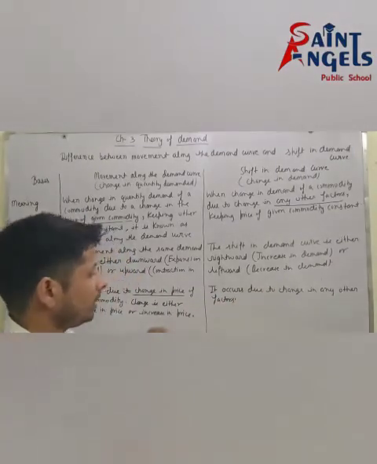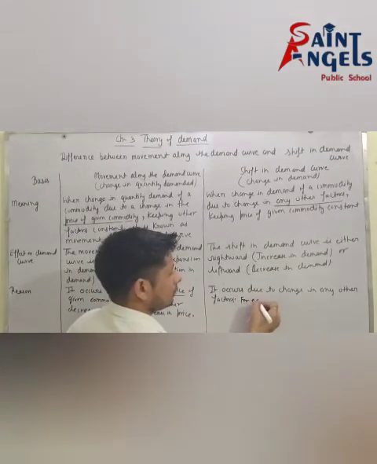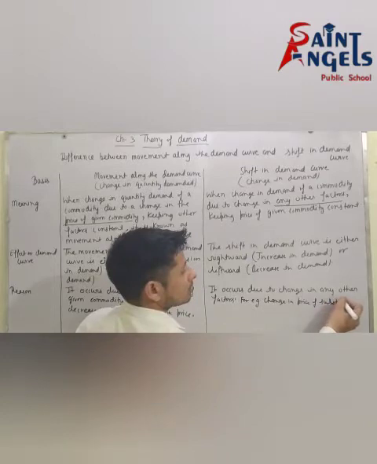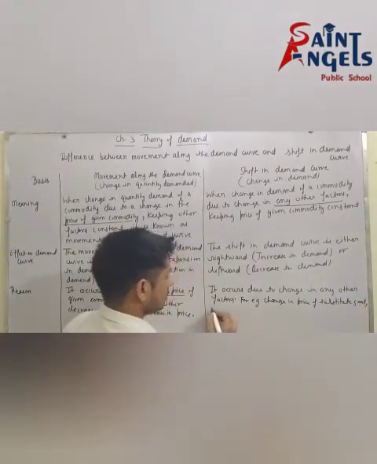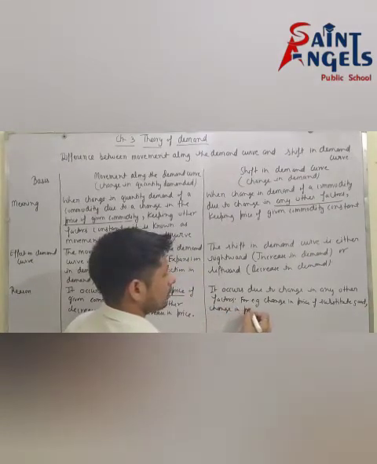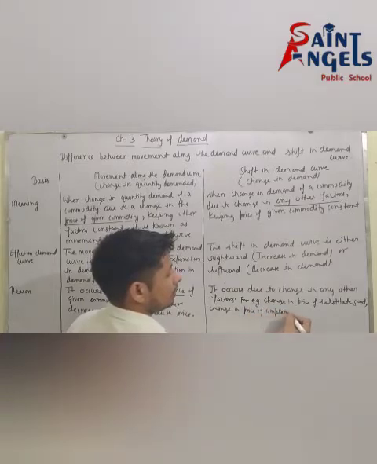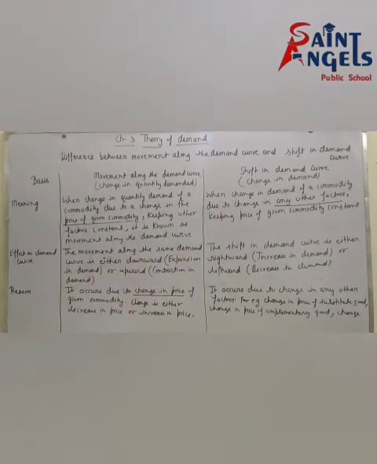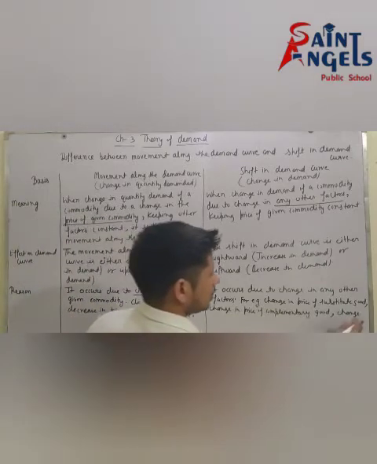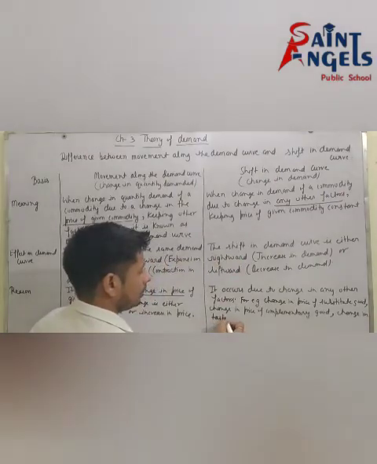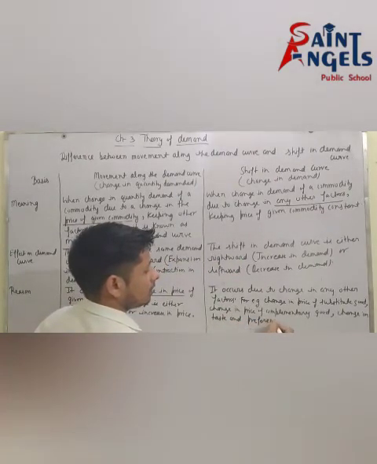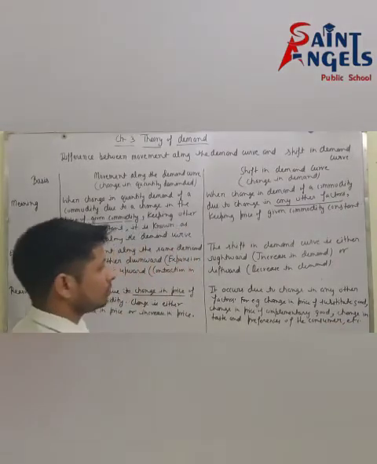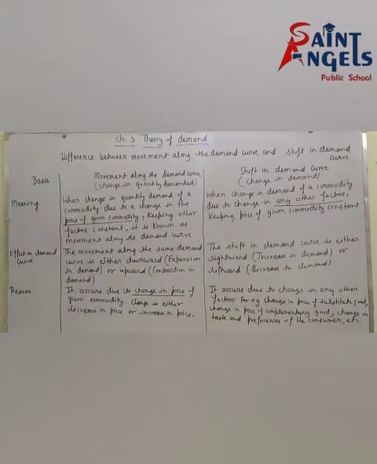A shift occurs due to a change in any other factors. For example, change in price of substitute good, change in price of complementary good, change in taste and preferences of the consumer, etc. I hope all of you have understood. Please pause the video and note this down.